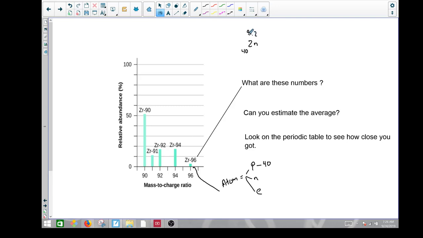No, let me just rewrite that. It's 91.22. Got that right? One more time. 91.22. All right, so finally got it. So what do those numbers mean? Well, first of all, the periodic table is listed by number of protons. So which one of those is protons? Think about that for 1 second.